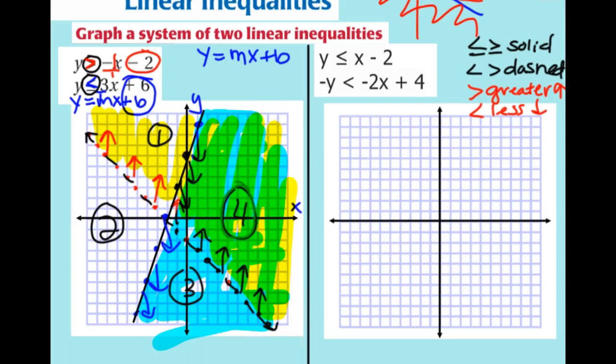So let's try the next one. This first one is already solved for y. So we're going to begin at -2 on our y-axis. And our slope is 1, or rise 1, run 1 as a fraction. Up and right, up and right. Or the opposite, down and left.